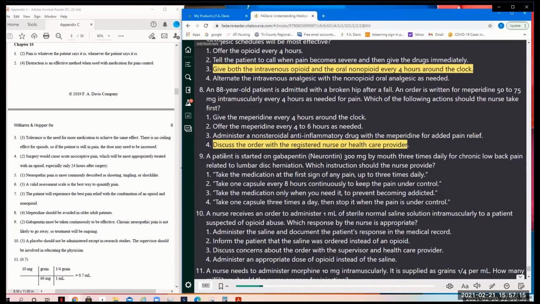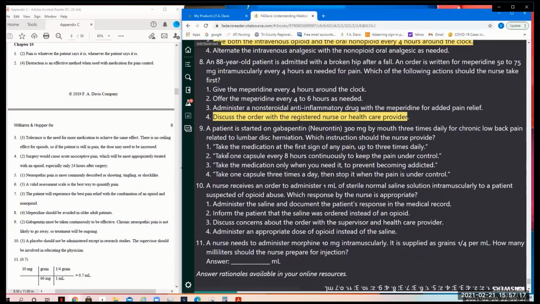Number 9, a patient is started on gabapentin or Neurontin 300 milligrams by mouth 3 times daily for chronic low back pain related to lumbar disc herniation. Which instruction should the nurse provide?